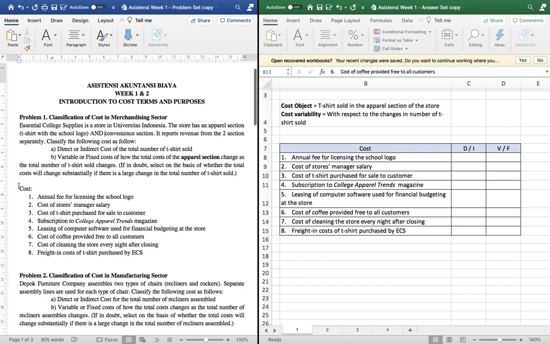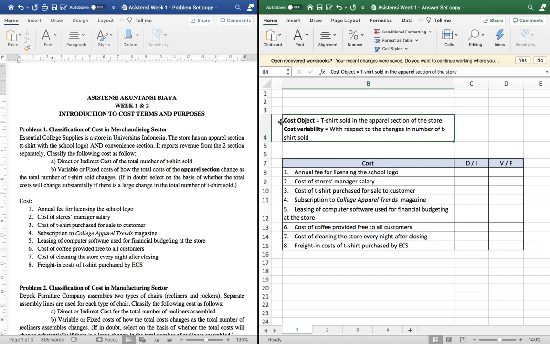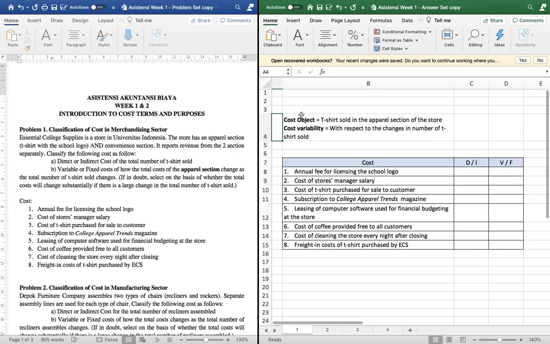changes. So there are 8 costs that we are going to classify, but first we have to know what is the cost object and what is the cost variability. And for the cost object, it is mentioned in the case that the cost object is t-shirts sold in the apparel section of the store. And the cost variability is with respect to the changes in number of t-shirts sold.